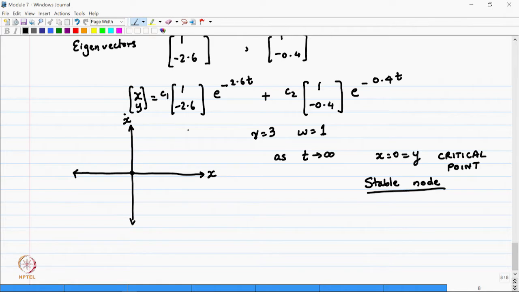Do they go this way? Do they go this way? How do they go? Now, in order to do this, we have to look at the relative values of x and y.